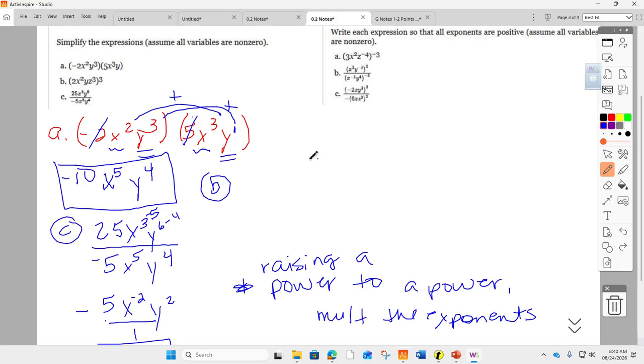All right, so b is 2x squared y cubed z cubed, all raised to the third power. So my suggestion to you is always raise the power to a power, and here that's really all we have to do. But we're going to do problems like over here: raise power to power first, then do your like bases, then move things around. That is my suggestion to you.